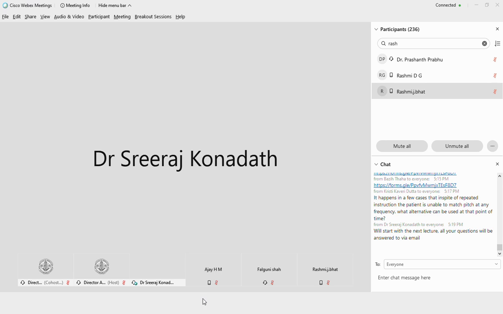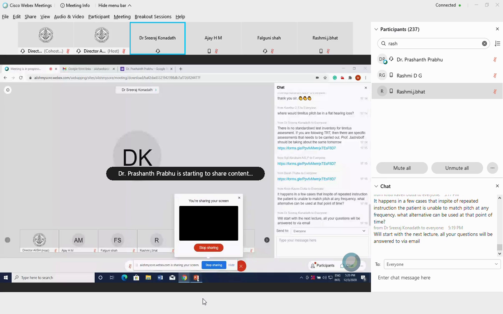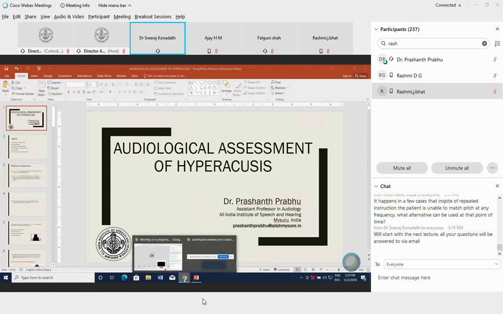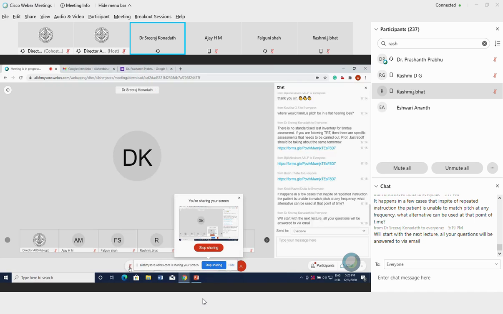Next lecture is by Dr. Prashanth Prabhu. Dr. Prashanth Prabhu is working as an assistant professor in audiology at the All India Institute of Speech and Hearing, Mysore. He has completed his bachelor's, master's and PhD in audiology from All India Institute of Speech and Hearing, Mysore. His research areas focused on assessment and rehabilitation of auditory neuropathy spectrum disorders, tinnitus and hyperacusis. He has published several articles in reputed peer-reviewed national and international journals. He has also authored 5 book chapters and served as a reviewer for several reputed international journals. He has also served as resource persons at several workshops, seminars, and conferences. With this introduction, I invite Dr. Prashanth Prabhu to deliver the lecture.